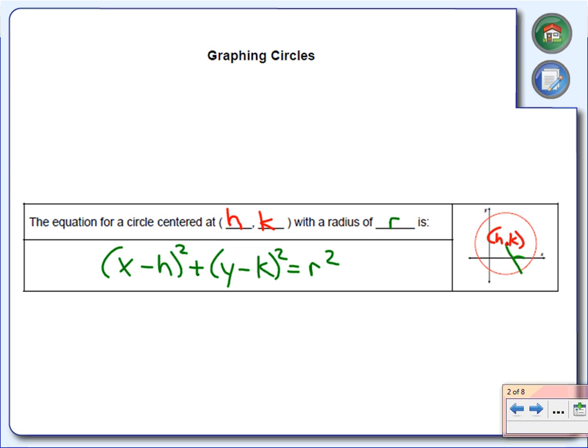This is the equation we're going to be using today. (x - h)² + (y - k)² = r². And that's if I have the center at (h, k) and a radius of r. All right, so let's see how this works.